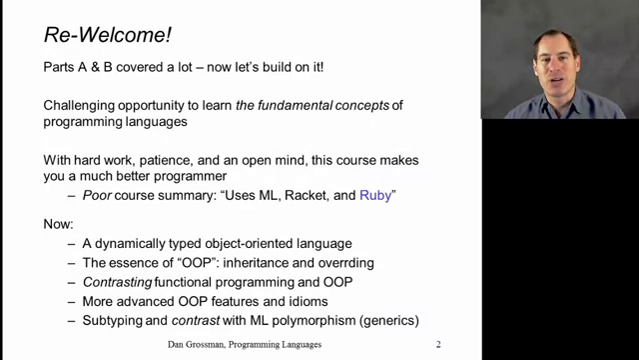I want to remind you, as I do in each part of the course, that this is a challenging opportunity to learn the fundamental concepts of programming languages, and it's kind of a logistical accident that each part of the course uses a different programming language. But that said, in Part C, we'll primarily be using Ruby as an example of a dynamically typed object-oriented language. But as you'll see, we'll be able to compare it to ML and Racket at some key points as we study the concepts in the weeks ahead.